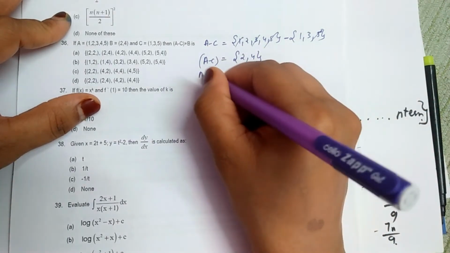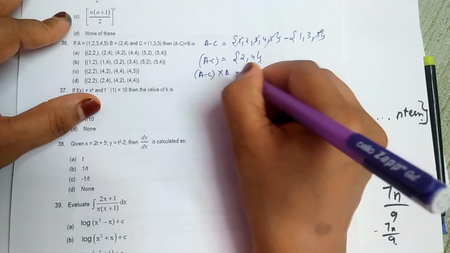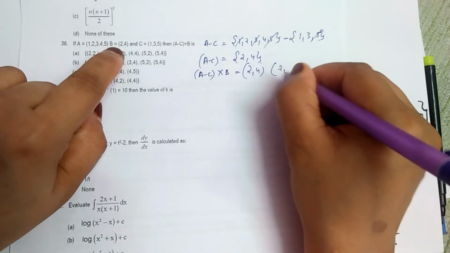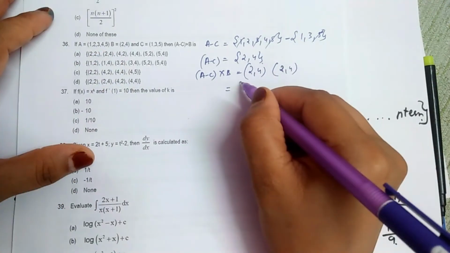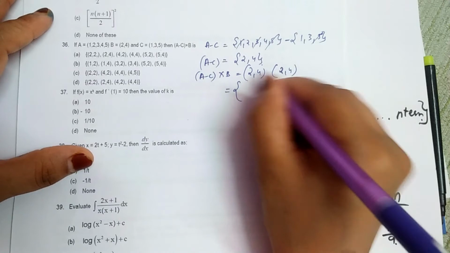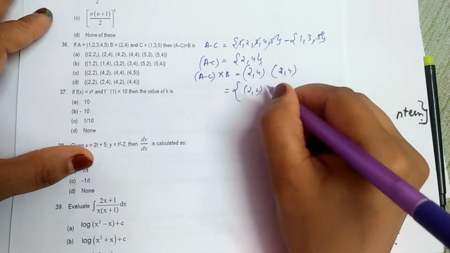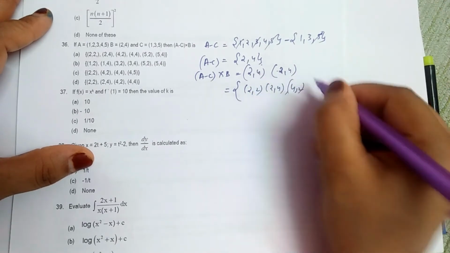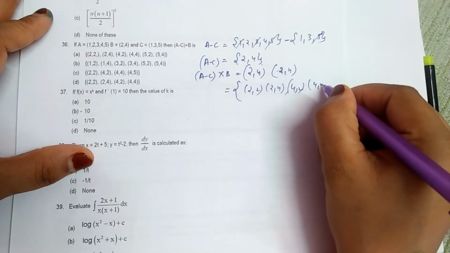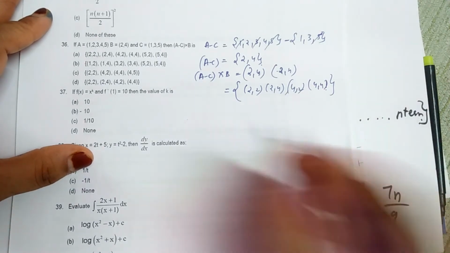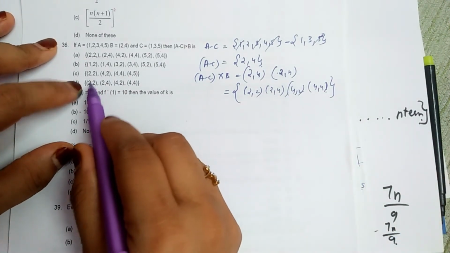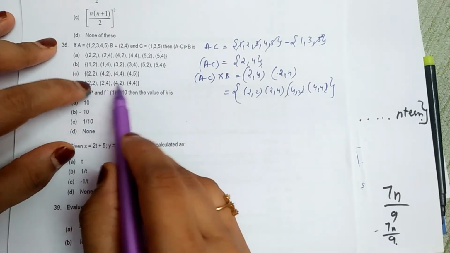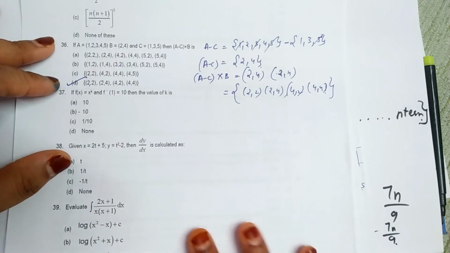Now what is A minus C into B? A minus C is 2, 4, and what is B? 2, 4. Now you're multiplying them. So what can be there in the set? 2 into 2, 2, 2 into 4, 4, 4 into 2, and 4 into 4. Easy. So let's check which option has it. 2 comma 2, 4 comma 2. No, 5 shouldn't be there. 2, 2, 2, yeah, D is the option.